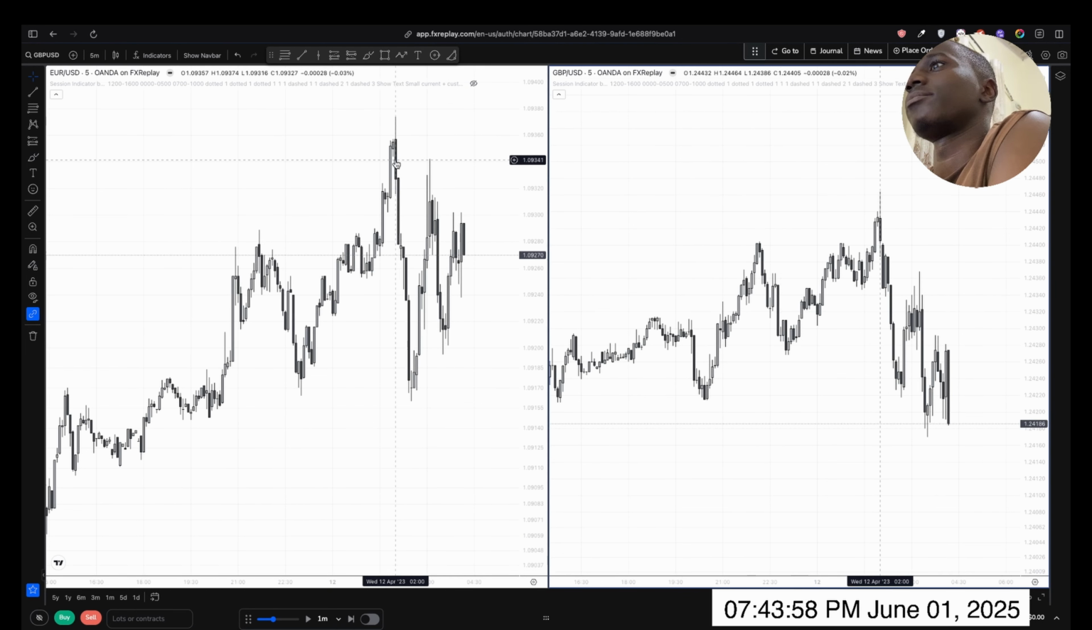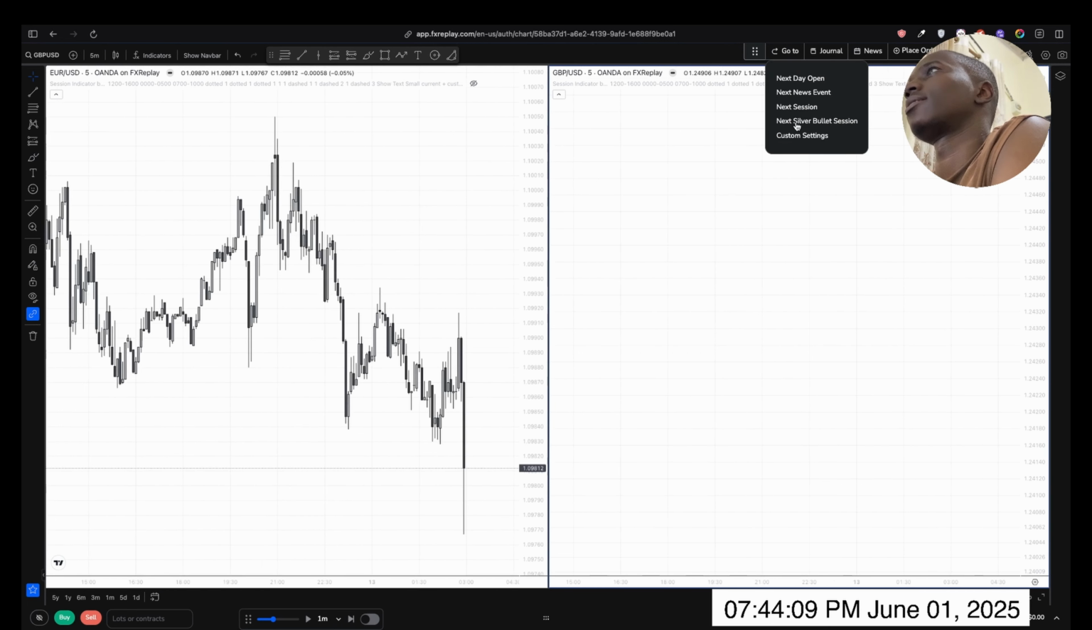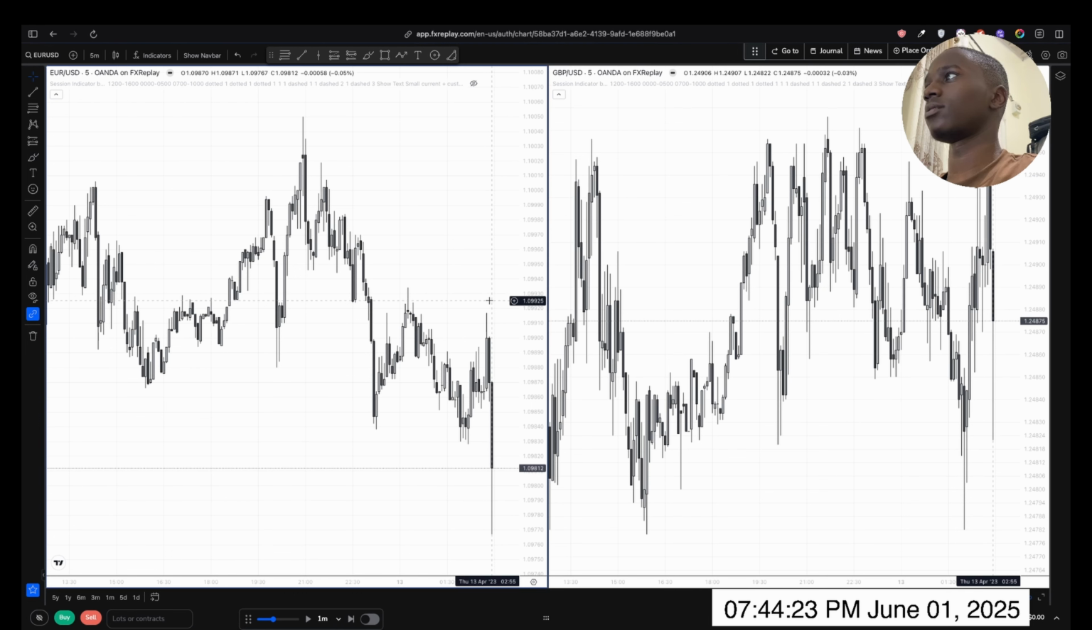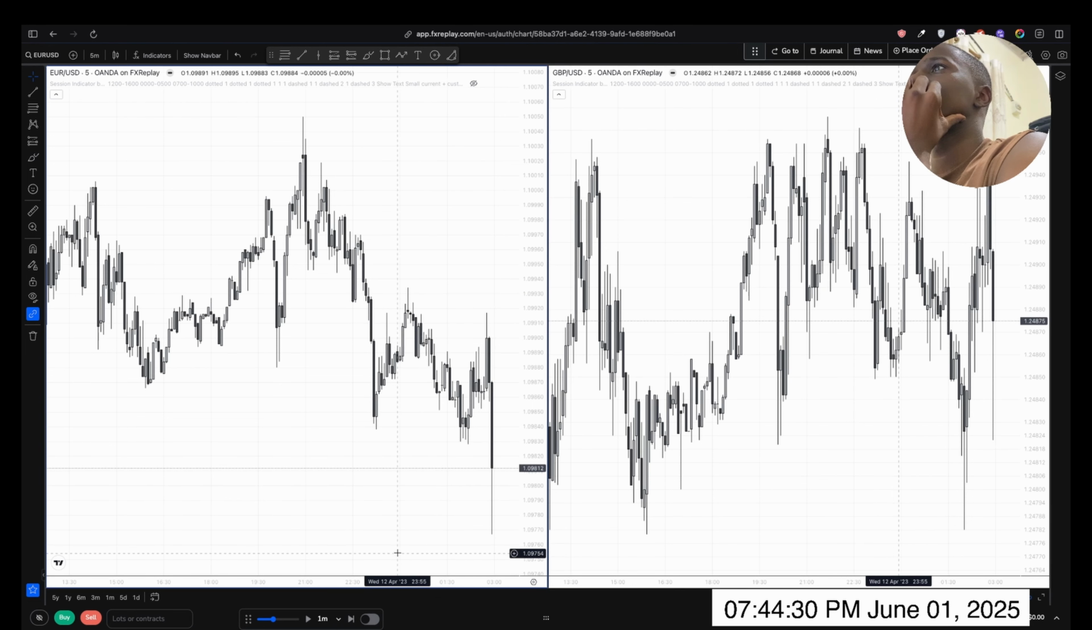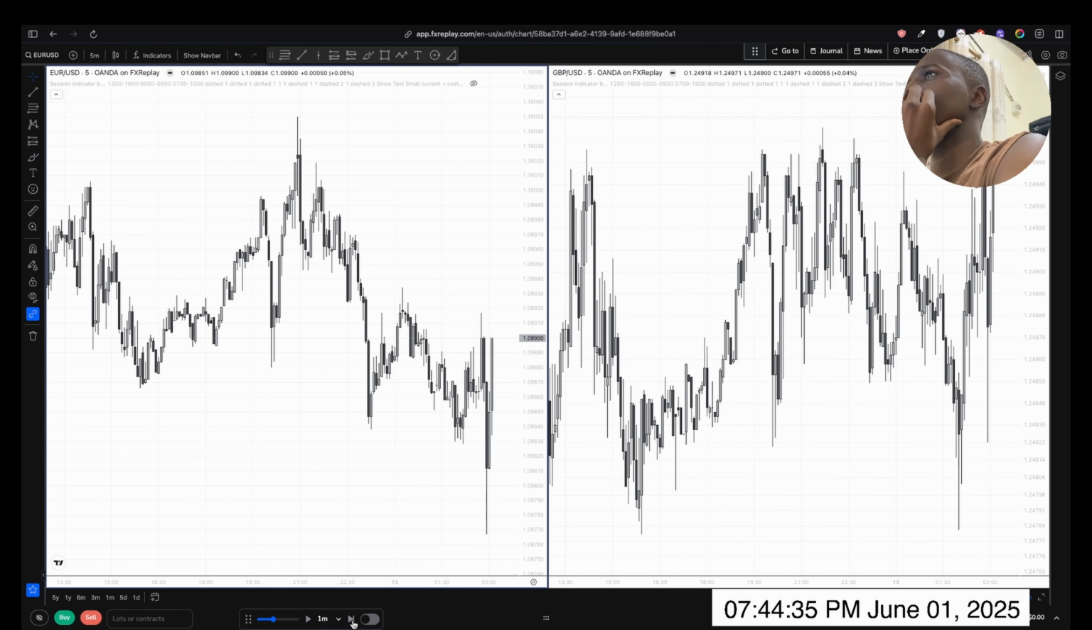No valid setup. I can assure you, no valid setup. Next, next, and next. What was this? Maybe some kind of news. 8:30. Great. So you can see that we took out some lows right here, really crazily. Let's see what happens in these sessions coming.